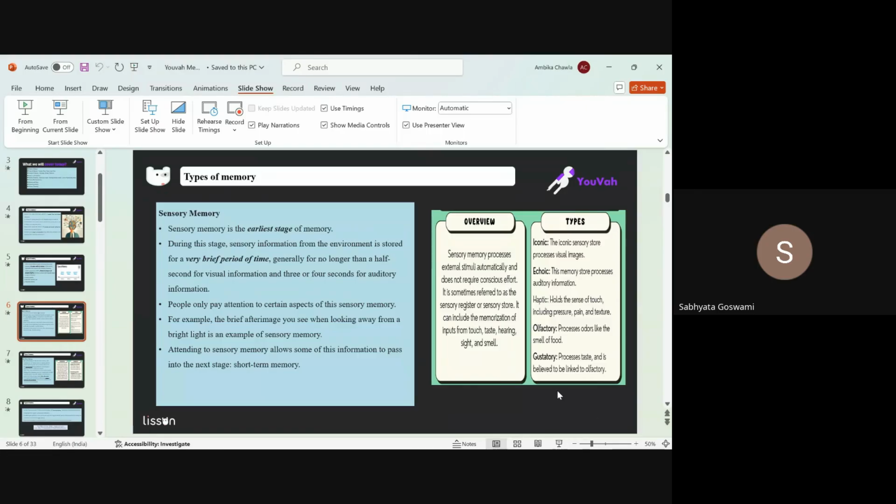So, like you all mentioned, the different types of sensory memory are the iconic sensory memory, where we take visual images from our environment; echoic, which involves storing and processing of auditory information; haptic, which involves pressure, pain, texture, so our skin as a sense organ; olfactory, which involves smell; and gustatory, which involves taste. So these are the different sense organs and different types of sensory memory where we get information from to process it further. Can we move to the next slide?